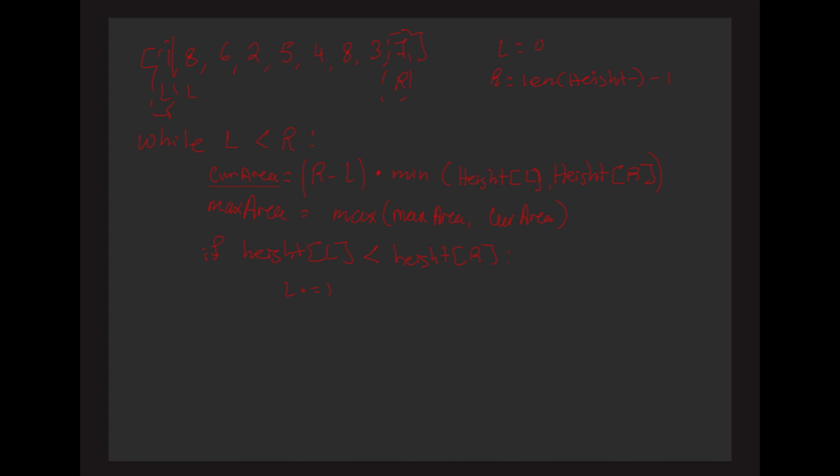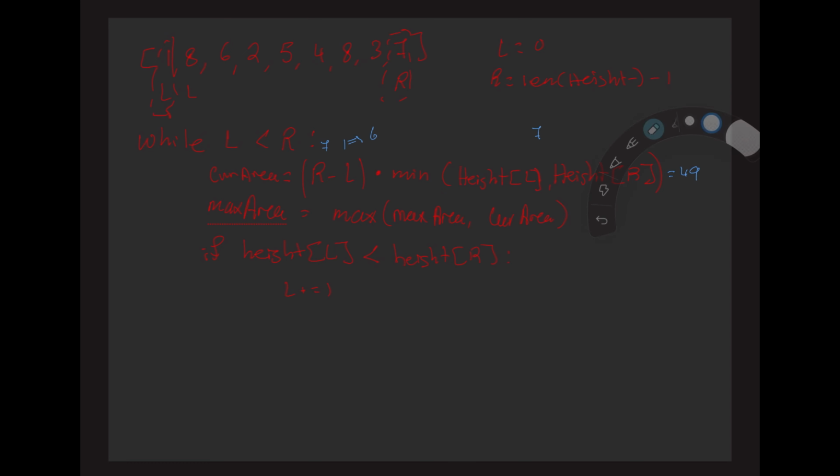So right now we are at the left side, and we loop back again. As long as our base condition is met, we calculate our current area. The right pointer is at index 7, and the left is at 1, so the width would be 6. And what is the minimum height between 8 and 7? It will be 7. And 6 times 7 is 49.